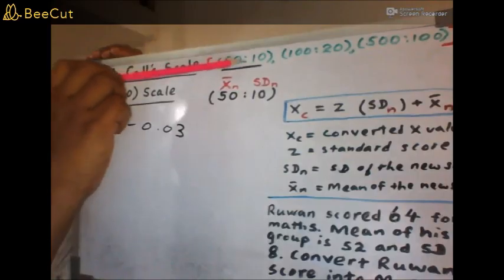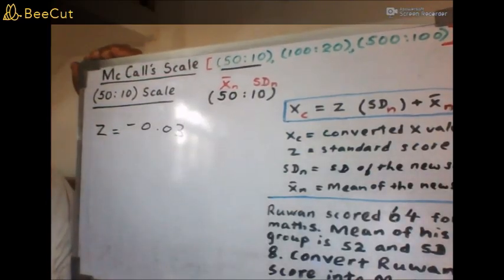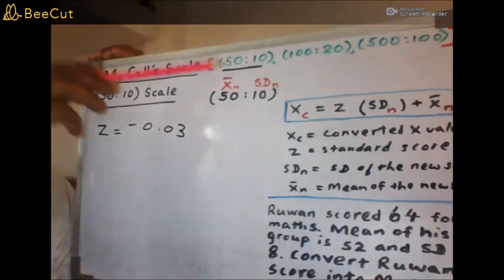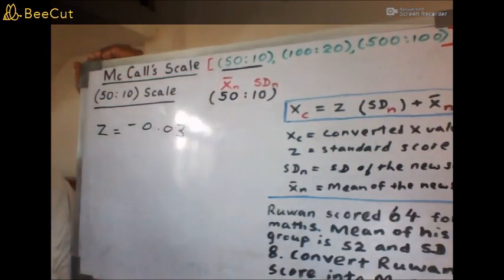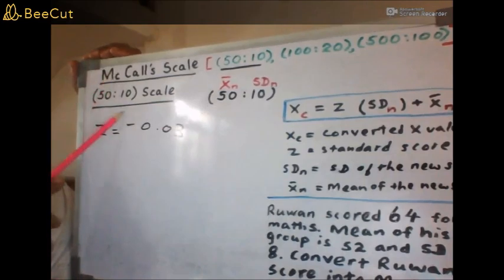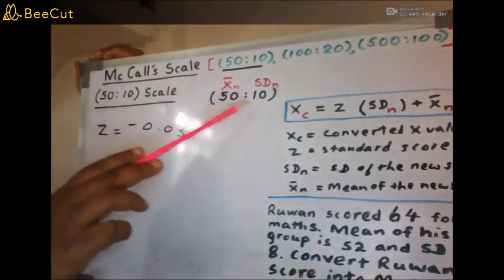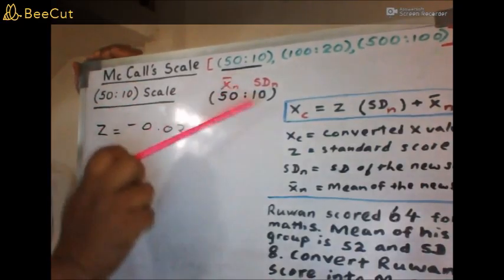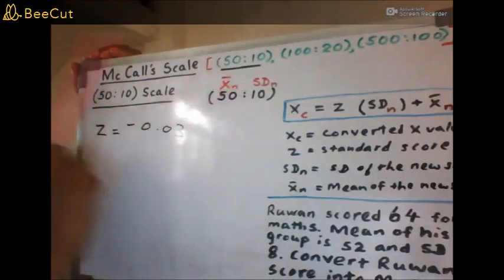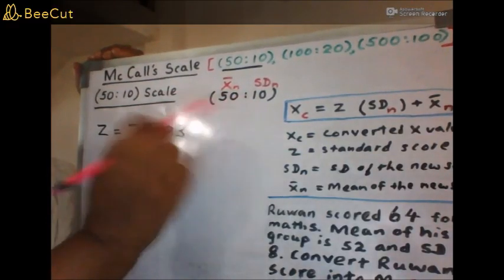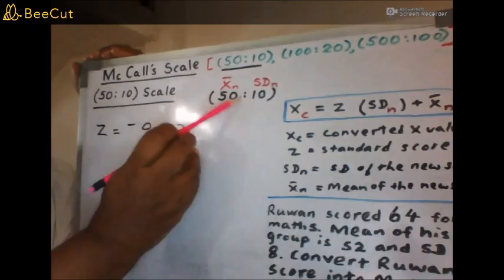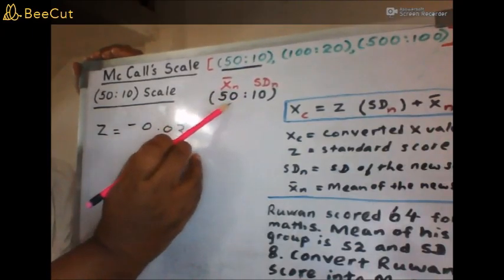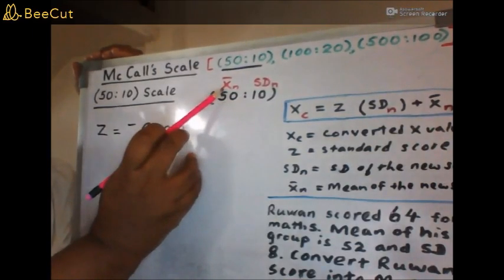Basically, it's a 50-10 scale. Sometimes they will ask you to convert the Z score into the 50-10 scale, or convert the Z score into the McCall scale. Both are the same, 50-10. Now, 50 means the new x bar, the new mean value. 10 means the new standard deviation. Don't get mixed up. Now remember the larger value. Which one is the larger, 50 or 10? 50 is the mean.